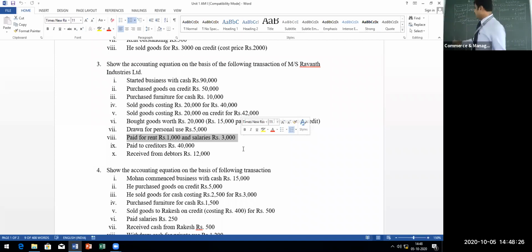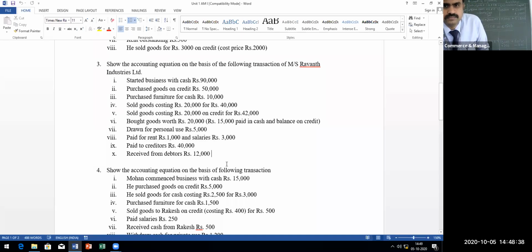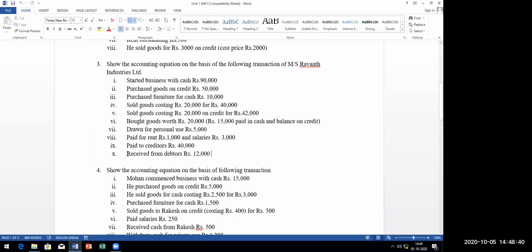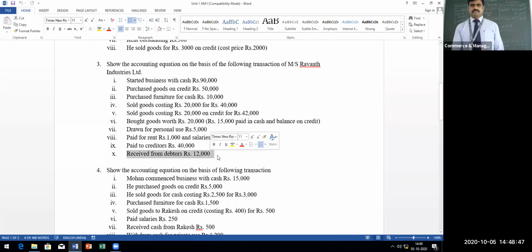In the transaction column, you can write it as paid rent and salary. Paid rent and salary. Anything else which is difficult this time? Question number 3. Received from debtor. How will you write this? It's in current assets. Received from debtor.